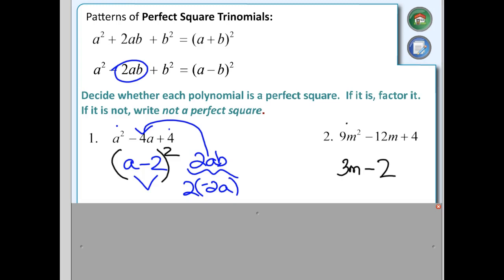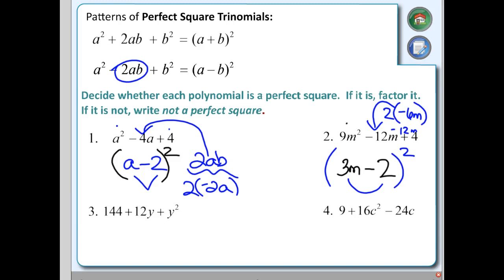Okay, now we've got to check the middle. So remember, to check the middle, I'm going to multiply these 2 guys together, and we're going to get negative 6m. And if I multiply that by 2, I get negative 12m. So the middle checks, and this is a binomial squared.